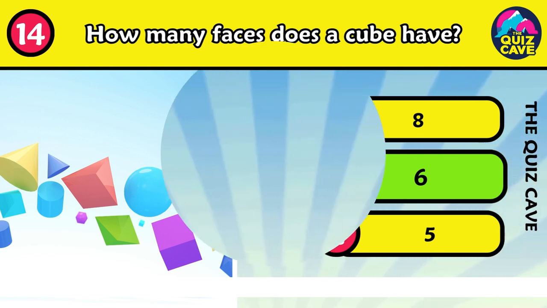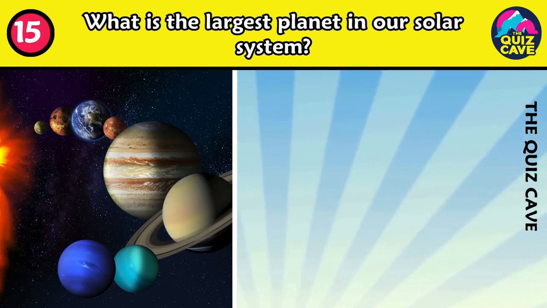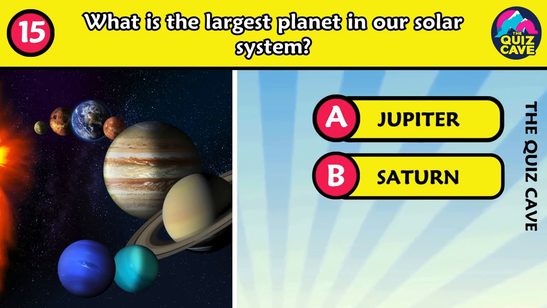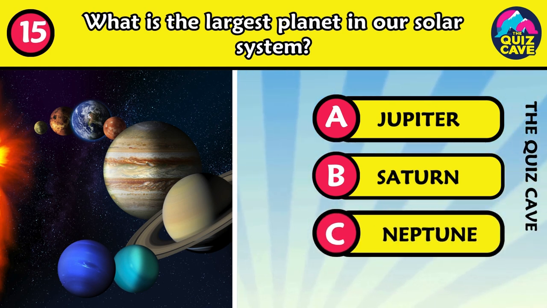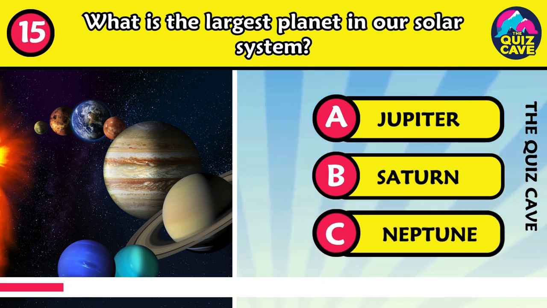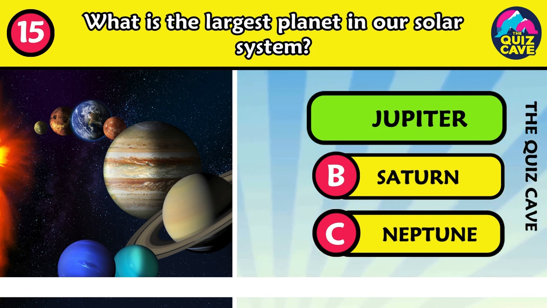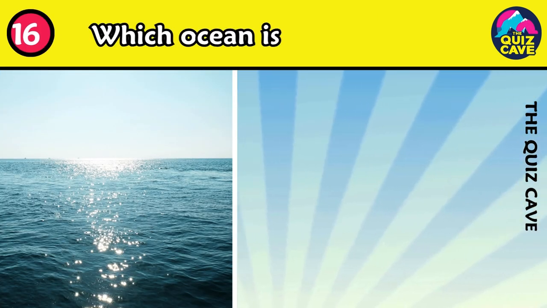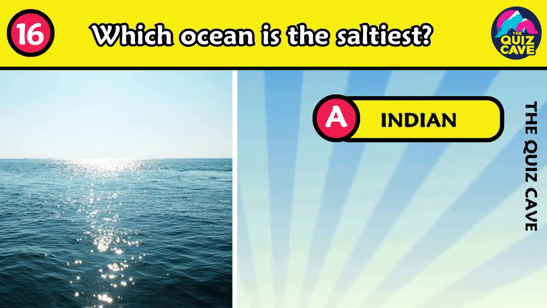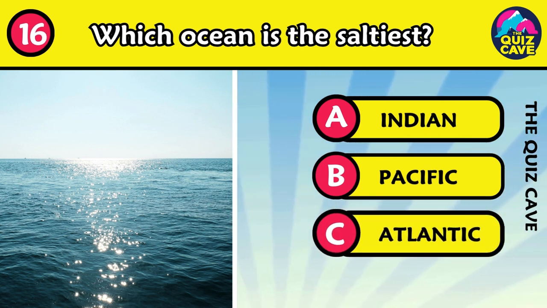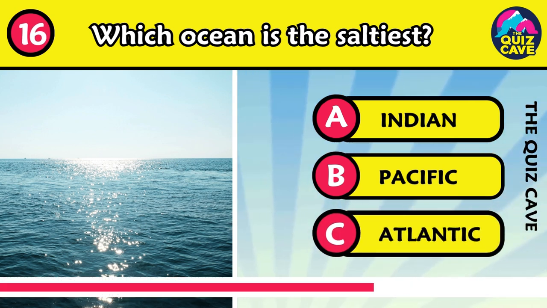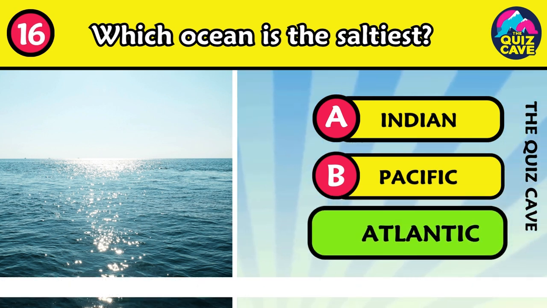6 faces. What is the largest planet in our solar system? It's Jupiter. Which ocean is the saltiest? It's Atlantic Ocean.